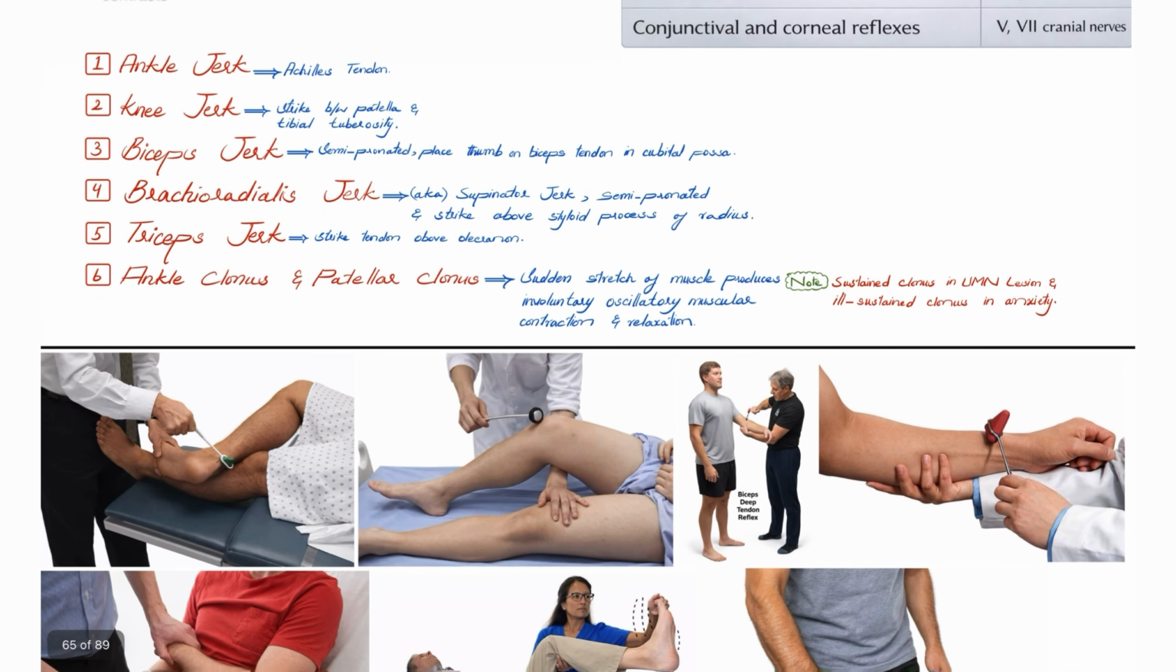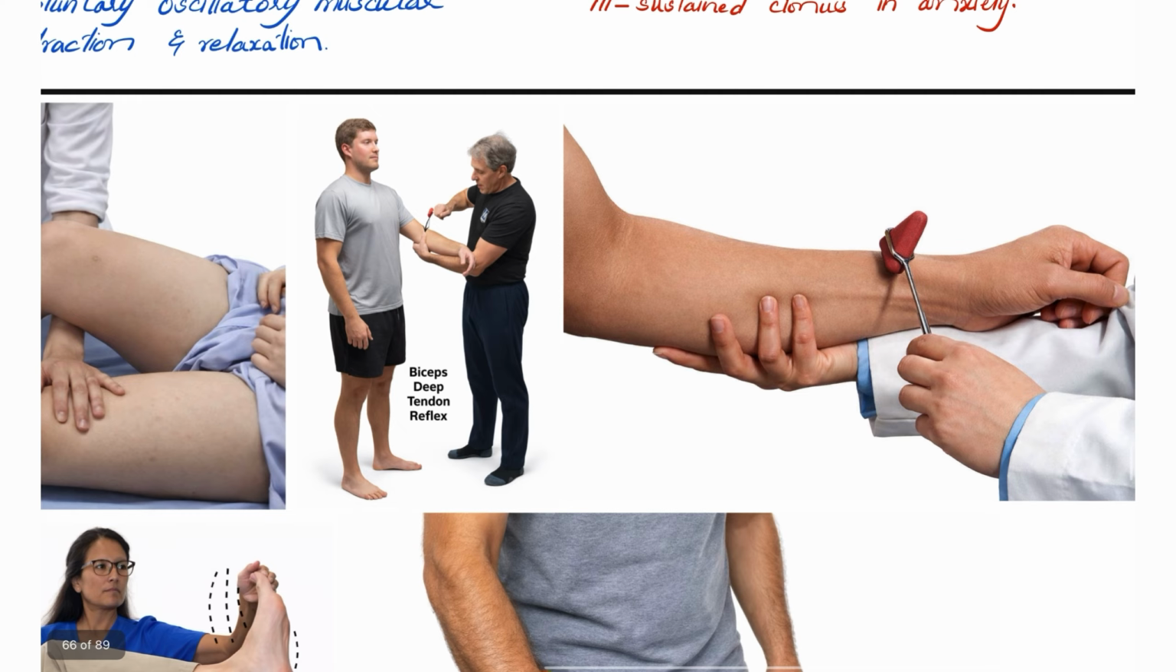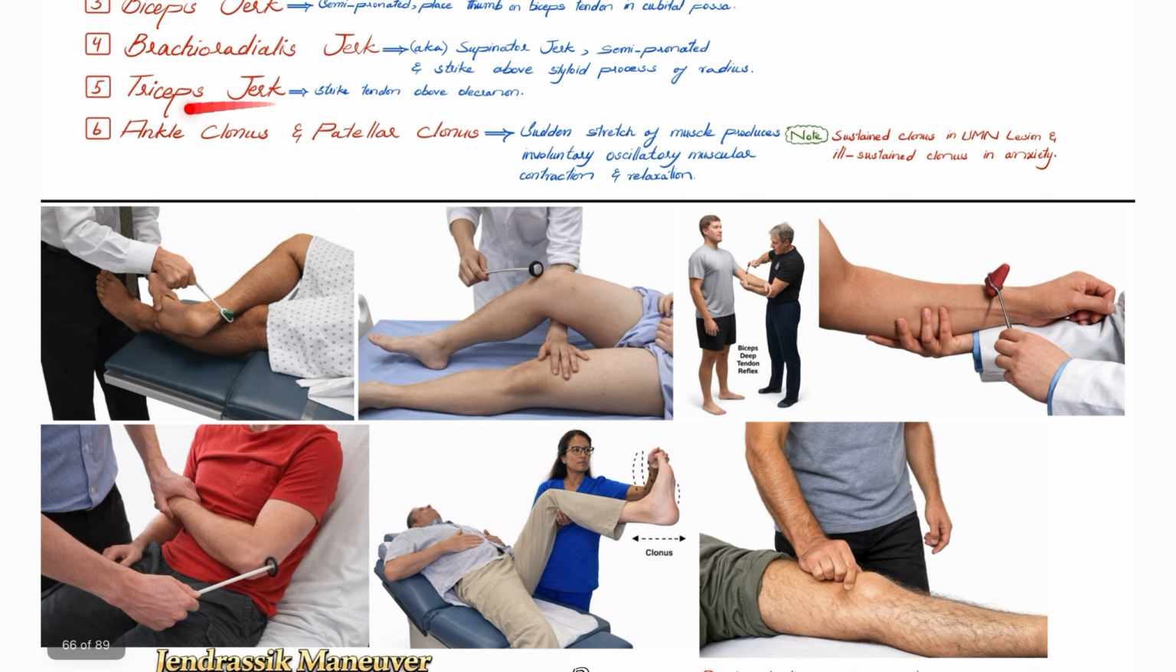So for ankle jerk, you need to strike the Achilles tendon, and for knee jerk, strike between the patella and tibial tuberosity. For biceps jerk, keep the arm in a semi-pronated position. Place your thumb on the biceps tendon in the cubital fossa and then strike on your thumb. For brachioradialis jerk, which is also called supinator jerk, place the arm in a semi-pronated position and strike above the styloid process of the radius. For triceps jerk, strike the tendon above the olecranon process.